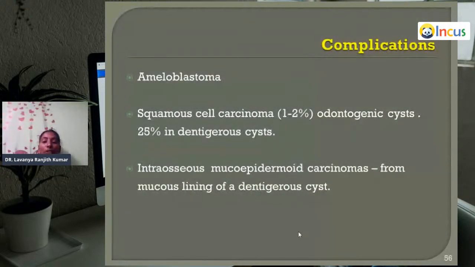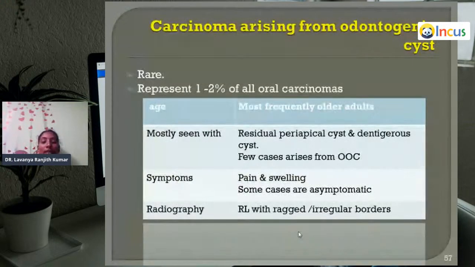The complications from the dentigerous cyst are ameloblastoma, squamous cell carcinoma because of the metaplastic condition, and intraosseous mucoepidermoid carcinoma, where they have mucus cells in the lining epithelium. Carcinomas arising from odontogenic cysts are rare, representing 1 to 2% of all oral carcinomas, and mostly seen in residual periapical cysts or dentigerous cysts, with a few cases arising from orthokeratinized odontogenic cyst. Symptoms will be pain and swelling, though some cases are asymptomatic. Radiographically, it will have ragged and irregular borders.